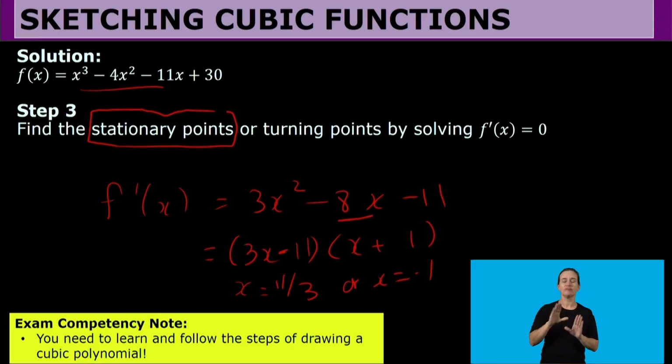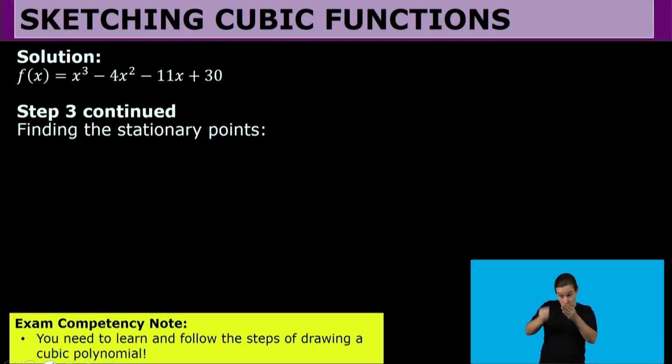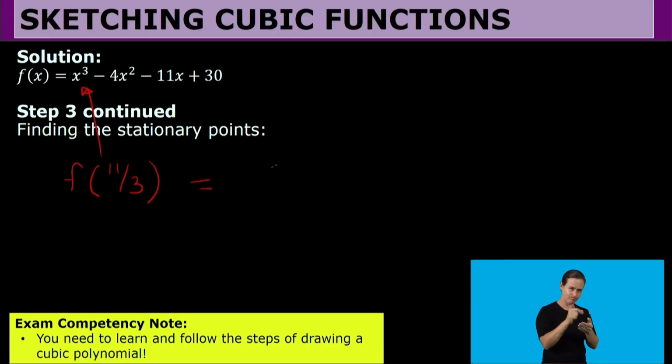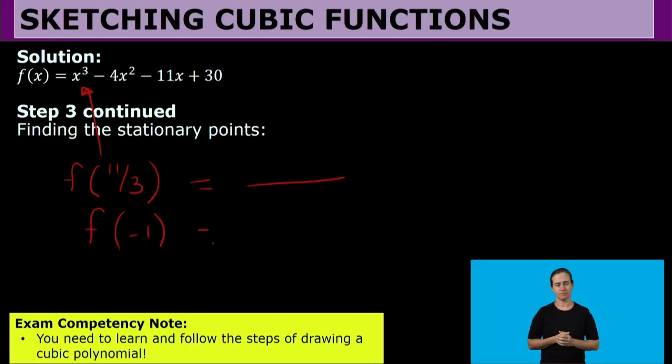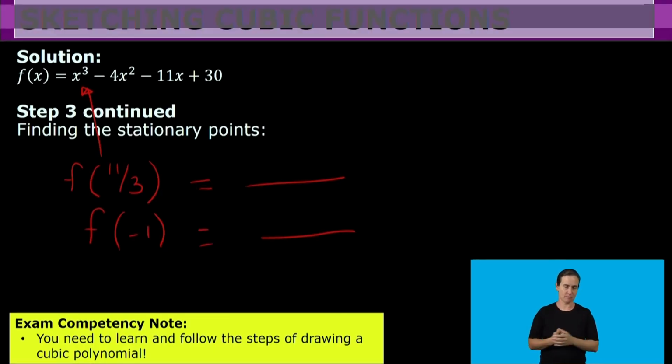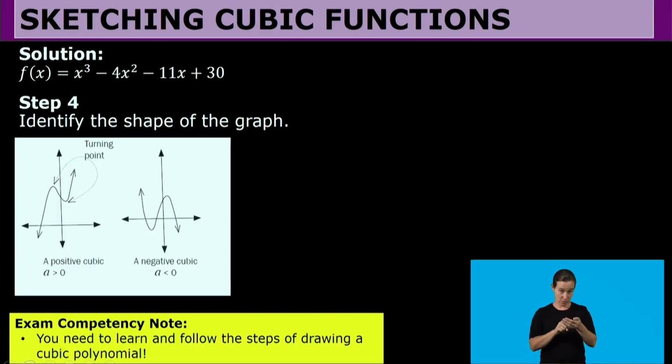Now, please don't stop there because remember, a turning point is made up of coordinates. All you found are the x values. So we need to find the y values, the function values. So we substitute 11 over 3. You use your calculator, substitute 11 over 3 in here and get your function value. And then we substitute, what was our other one? Minus 1. We substitute those values in and we see what our function value is. All right. You use your calculator. That's calculator work. That's a simple process to find your x and y coordinates of the turning point.